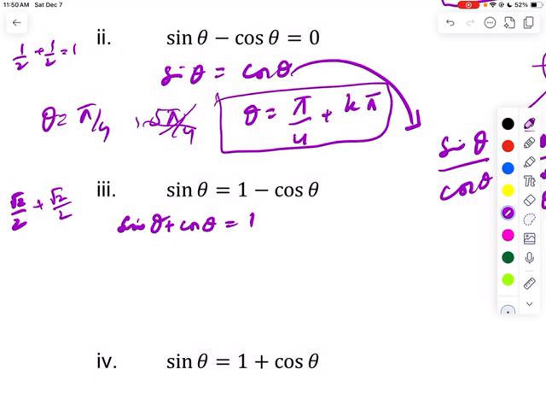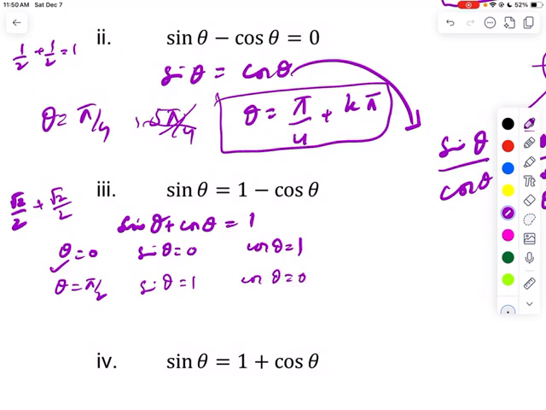So that won't work. The only thing that can work is we can think about when theta is 0. So sine theta is 0 and cosine of theta is equal to 1. So this can be one of the solutions. What is the other one? Theta is equal to pi over 2, and at that time sine of theta is 1 and cosine of theta is equal to 0. So that will work. So these two will be the solutions.